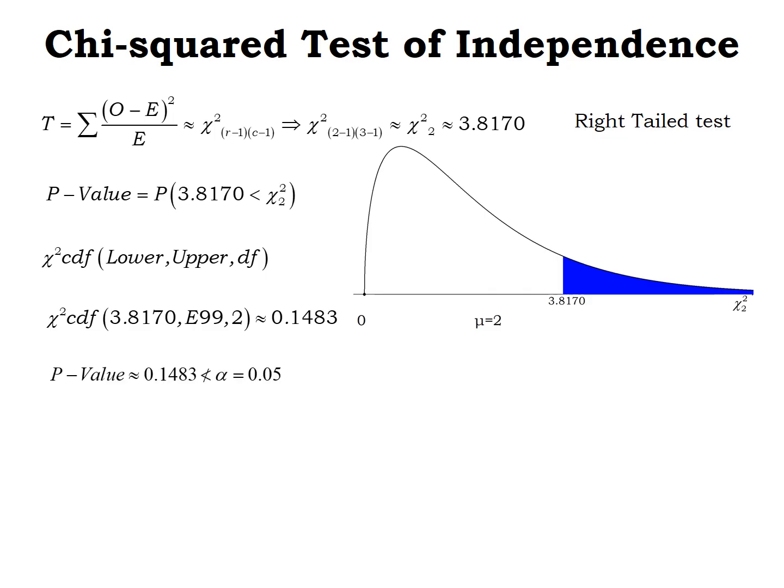Compare that to alpha. That p-value is not less than alpha. So we have failed to reject the null, which means we can't support or have not proven the alternative to be true. Okay, so now that we've done all the math, let's remind ourselves.